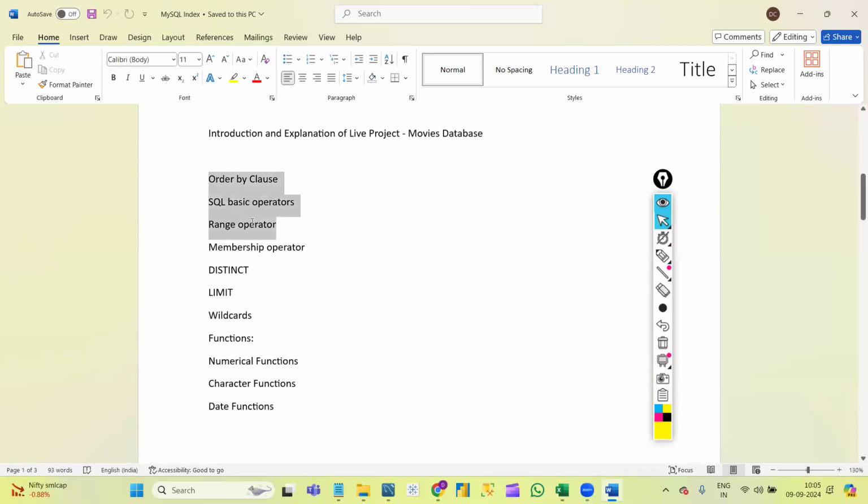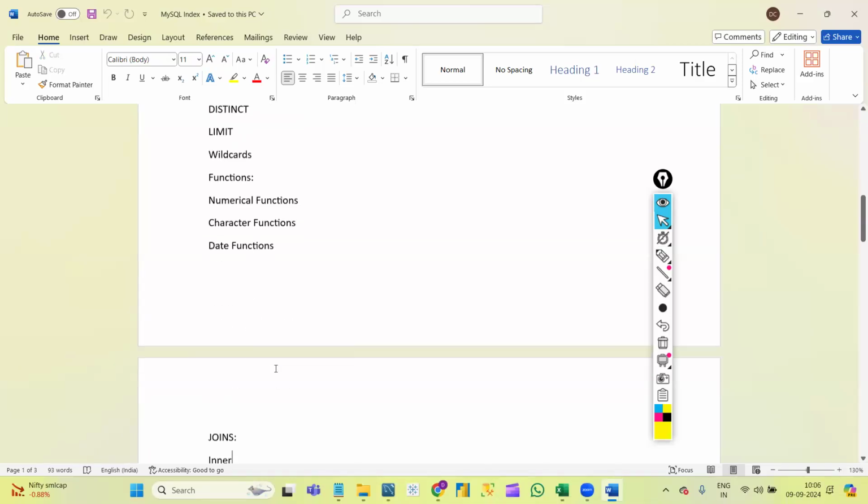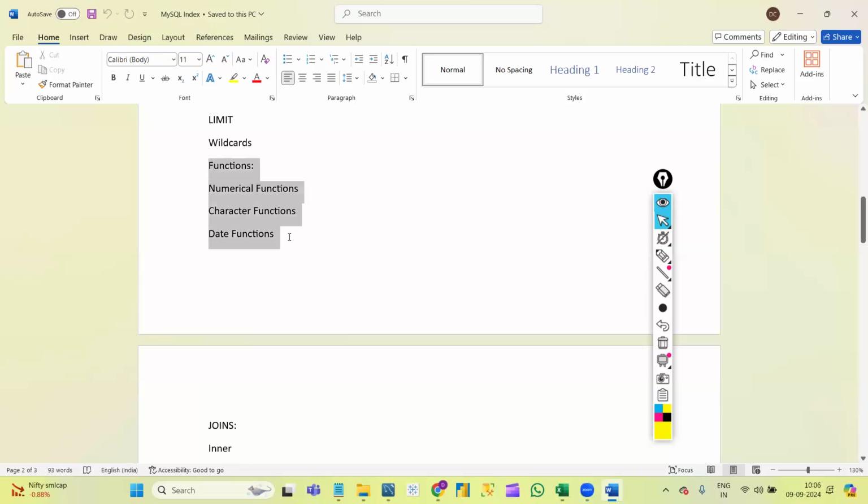That is the order by clause and SQL basic operators. We have many operators, like the range operator and membership operator. We have many clauses, like the distinct clause and limit clause. We have some wildcards as well. We have many functions.